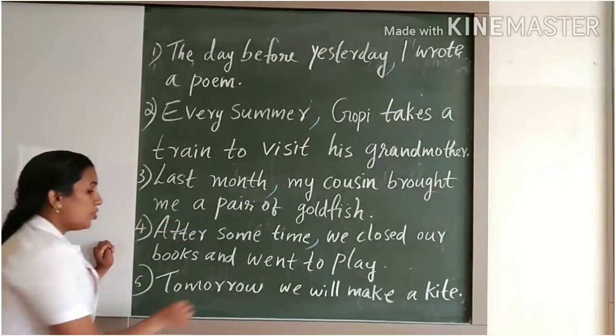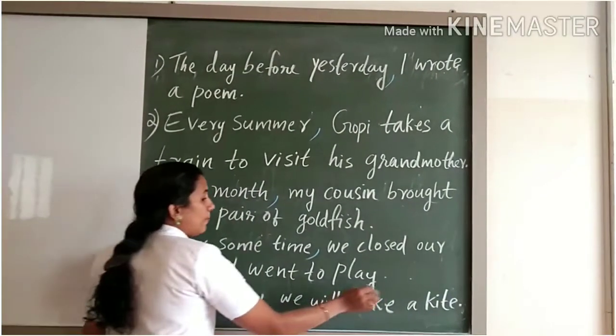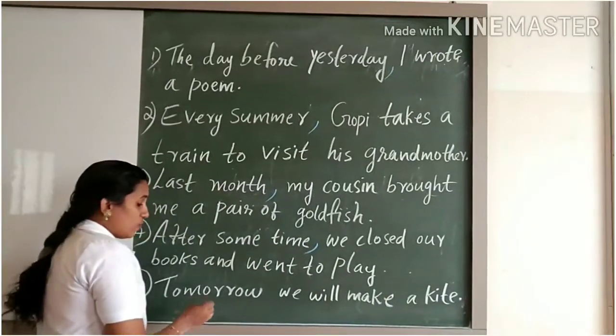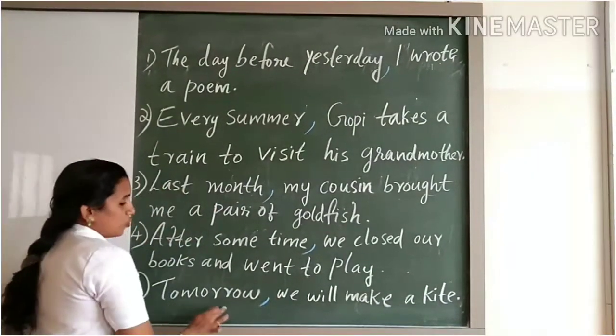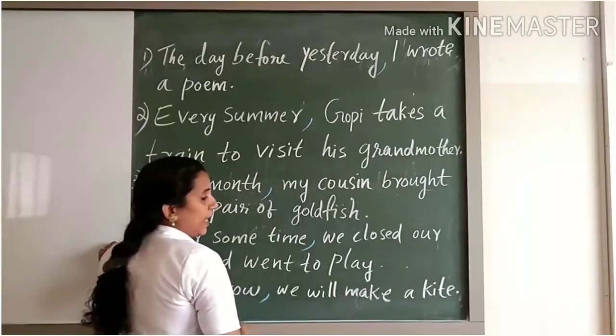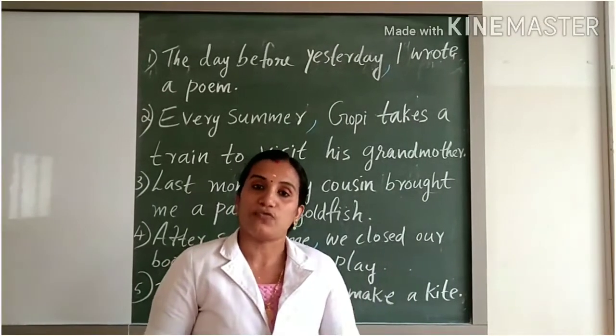And the last sentence: tomorrow we will make a kite. Here we use a time word. What is that? Tomorrow. So here we use a comma. Tomorrow, comma, we will make a kite. Then don't forget to use the full stop at the end of the sentence.